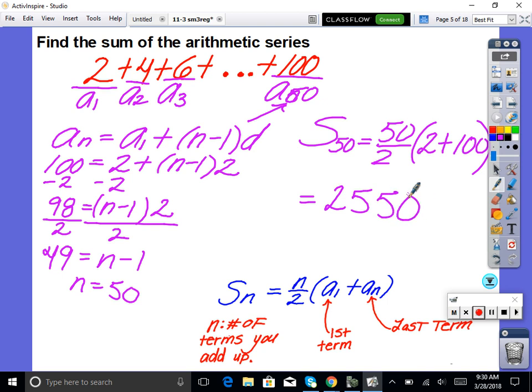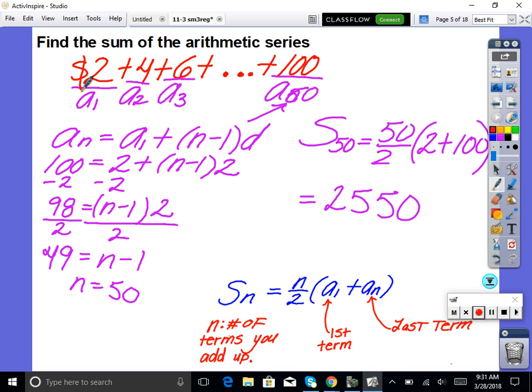2,550. So let's put this into context for you. For example, let's say that your mom isn't very good at math, and she says to you, okay, how am I going to get you to do your chores? And you say, I'll take a $2 allowance if you'll increase it by $2 a day. And she's like, okay, I think that sounds like not a bad plan. And you say, until our vacation.